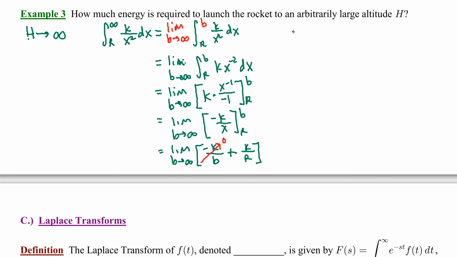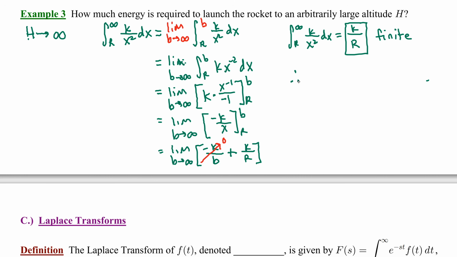So we could say the value of our integral from r to infinity of k over x squared dx is k over r. Recall that k is a constant dependent on certain parameters. R is the radius of the Earth. What we want to observe here is that the energy is a finite number. So this means that there is a finite amount of energy required to launch the rocket to an arbitrarily large altitude h. That says it's possible to launch a rocket to outer space. We already knew that, but here the mathematics show us.